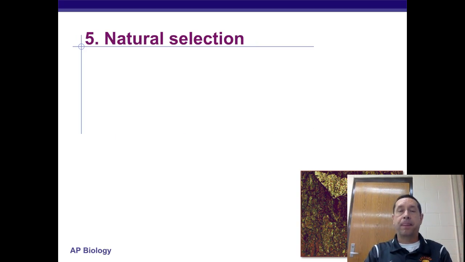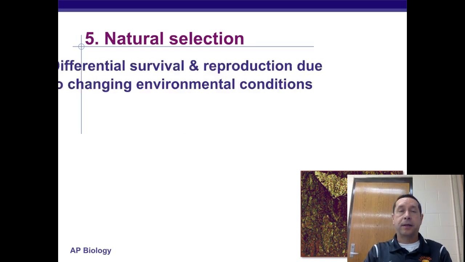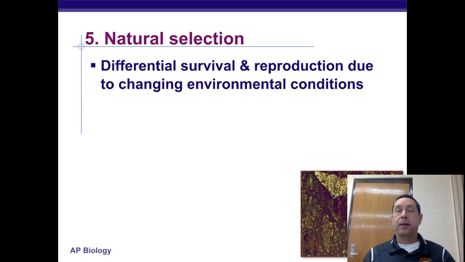And then natural selection is the fifth way that populations evolve. It's differential survival and reproduction due to a change in environmental conditions. The primary study that oftentimes is cited is on peppered moths. You can see here in the picture, you've got light colored and dark colored peppered moths. In this case, the dark colored moths blend in better, so the light colored ones would become less common.